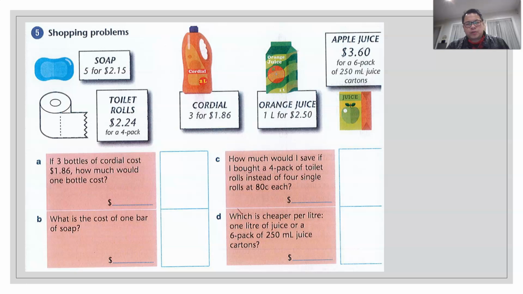So there are some problem solving questions that you need to do. I think questions C and D are slightly more challenging. I'm doing just C for you. They say, how much would I save if I bought a 4-pack of toilet rolls instead of 4 single rolls of 80 cents each? If you bought all at single, 80 cents times 4 is $3.20. If I buy the pack of 4, it is $2.24. So the difference is the amount of money that I save. So 96 cents. I will save 96 cents by buying packs of 4.